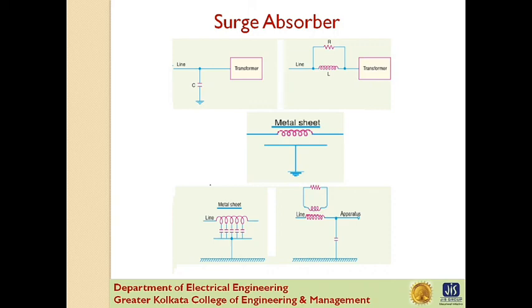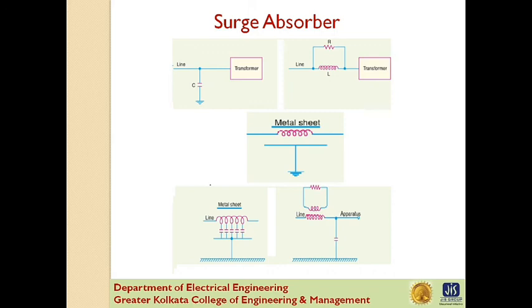Now, there are a few cases of surge absorption. In the first figure, a condenser connected between the line and the earth can act as a surge absorber. Since the reactance of the condenser is inversely proportional to frequency, it will be low at high frequency and high at low frequency. Since the surges are of high frequency, the capacitor acts as a short circuit path and passes the lightning strokes directly to the earth.